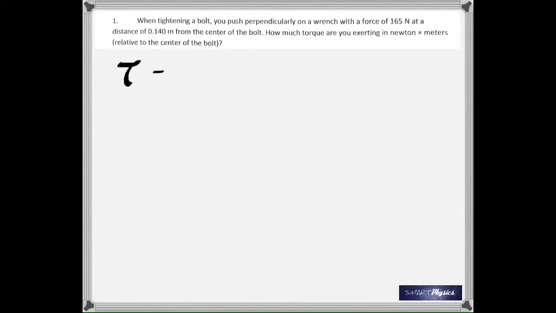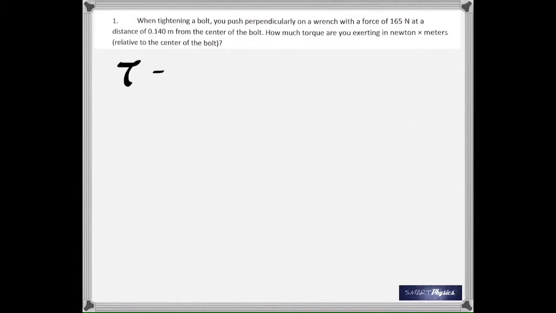In this question, a bolt is to be tightened using a wrench, and a perpendicular force of 165 newtons is applied at a distance of 0.140 meter from the center of the bolt. How much torque are you exerting in Newton meters?